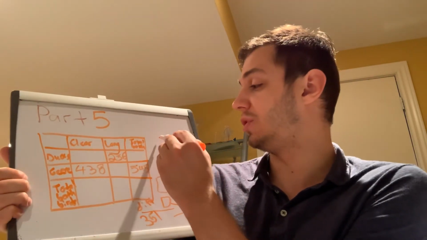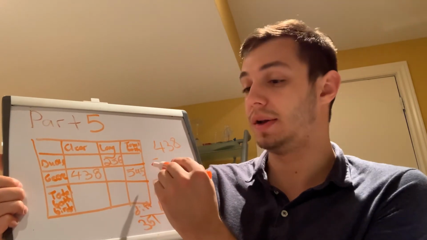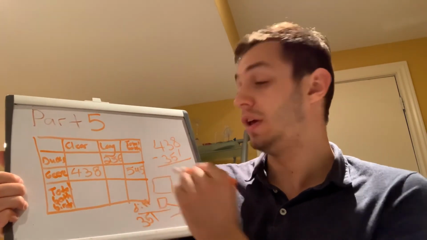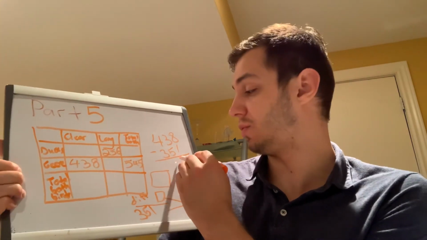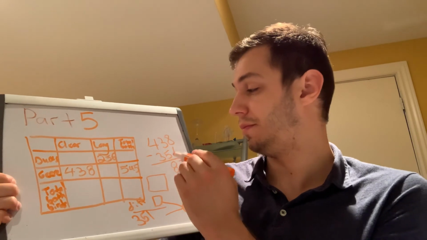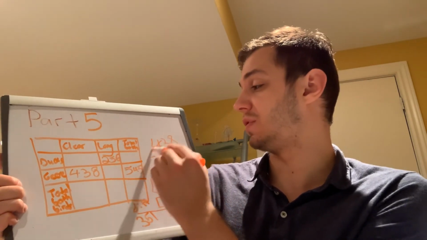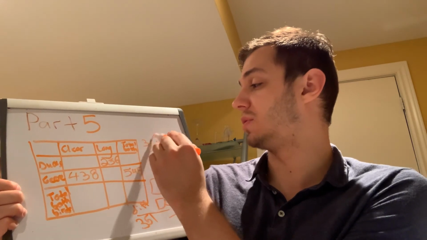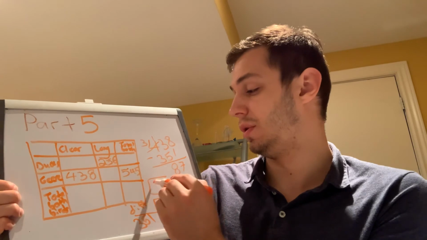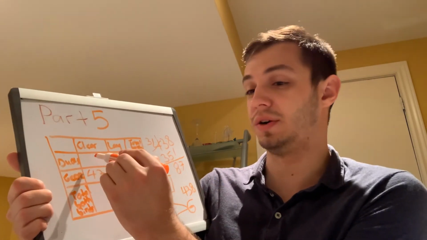So what we're going to have to do is subtract 438 minus 351. If you subtract that, your answer will be 87. 8 minus 1 is 7. I can't do 3 minus 5, so I'm going to have to borrow. That becomes a 3. 13 minus 5 is 8, and then 3 minus 3 is 0. So we know that there were 87 ducks on Clear Lake.